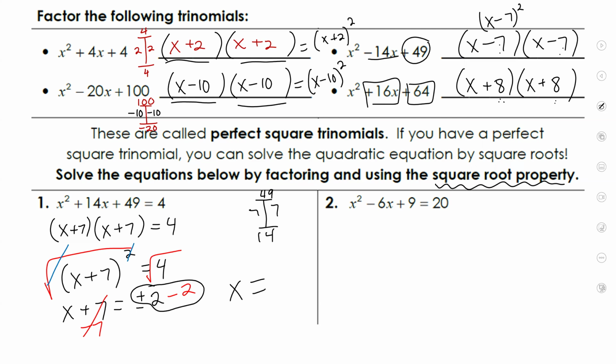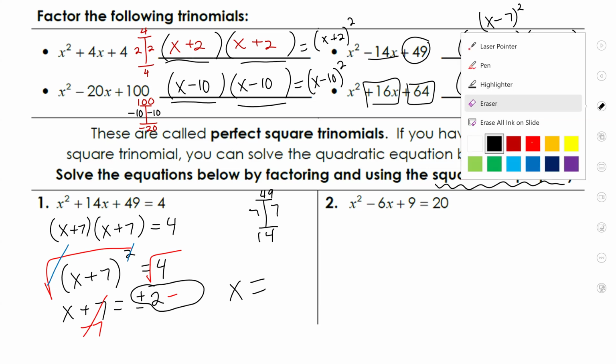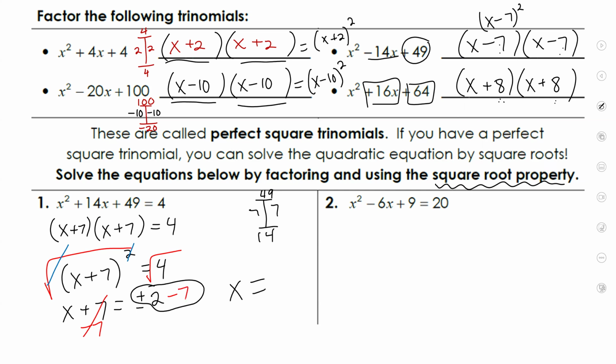Oh, sorry, that should be a minus 7. Thank you so much. We subtracted 7 here, right? And this should be a minus 7 right here. Thank you for catching that. Okay, so guys, what's 2 minus 7? -5, so that's one of my answers.